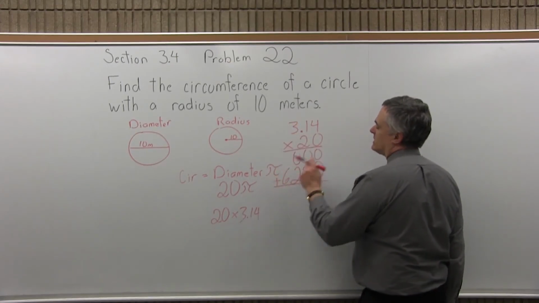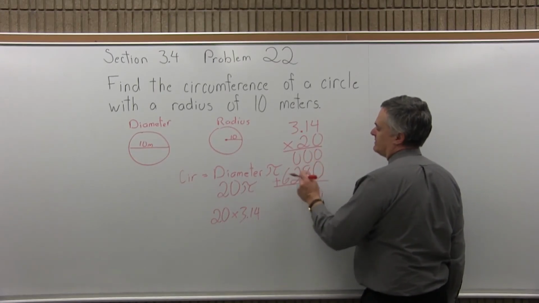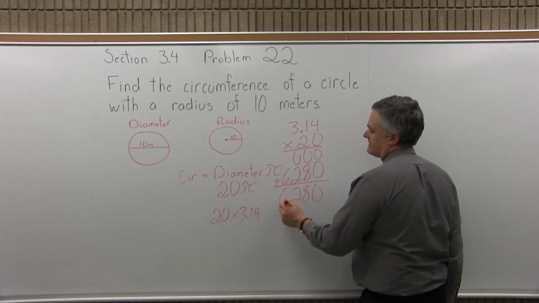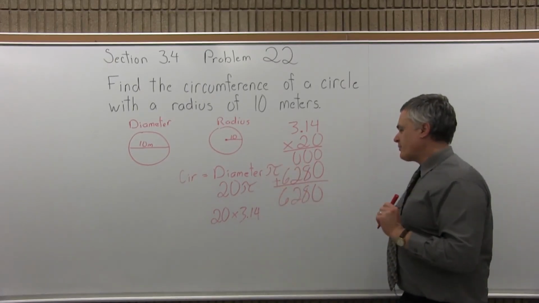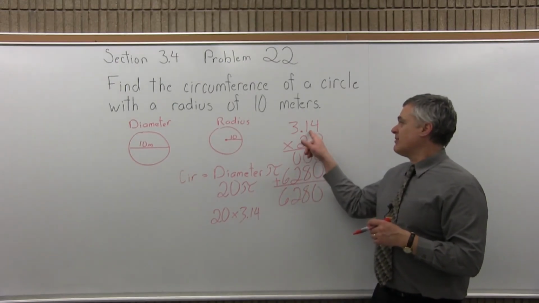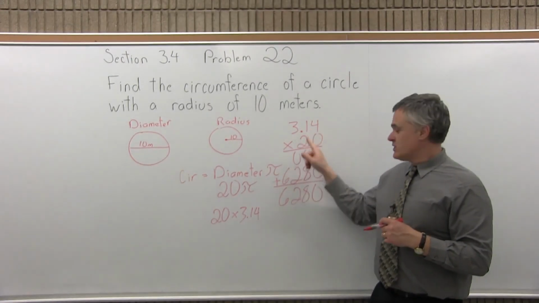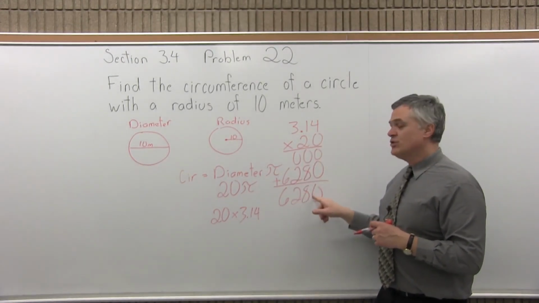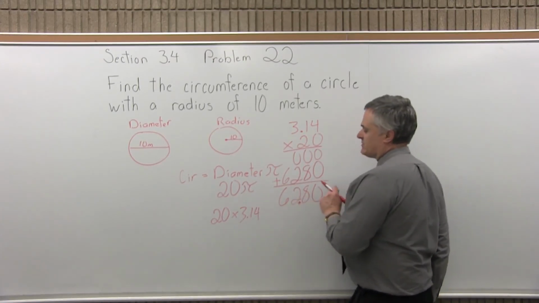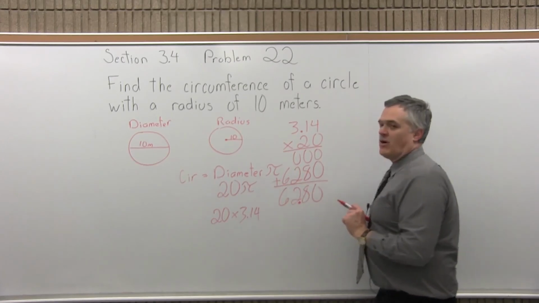Then I can add my results. 0 plus 0 is 0, 0 plus 8 is 8, 0 plus 2 is 2, nothing plus 6 is 6. Now, go back to the question and see how many positions you have after the decimal in your question. I have 2. So my answer has to have 2 places after the decimal. So to have 2 places after the decimal, instead of 6,280, it's 62.80.